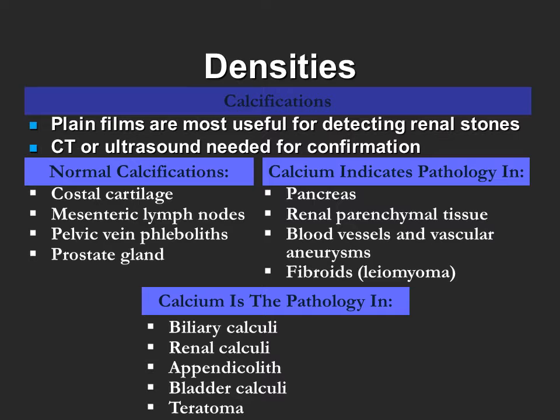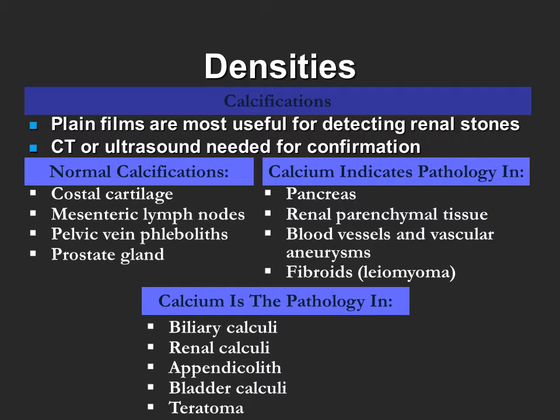Calcium can indicate pathology when seen in certain locations. Calcification in the pancreas is most frequently a sign of chronic pancreatitis. Calcification in the renal parenchymal tissue is indicative of pathology including renal tubular acidosis and hyperparathyroidism. Calcification of blood vessels can occur at various locations, and if it is extensive, there may be an underlying atheromatous process within the arteries. Fibroids can also become calcified. Finally, calcification is itself the pathology in cases of biliary calculi, renal calculi, appendicolith, bladder calculi, and teratomas.